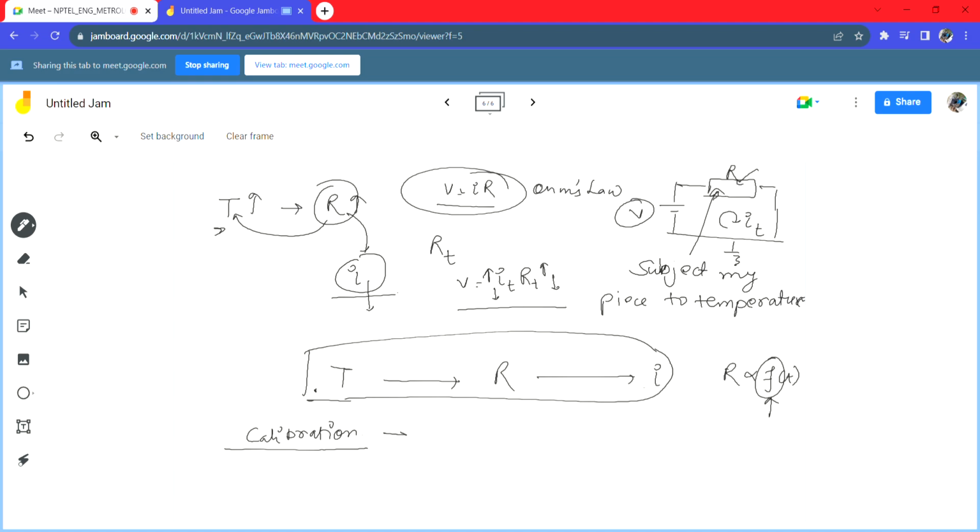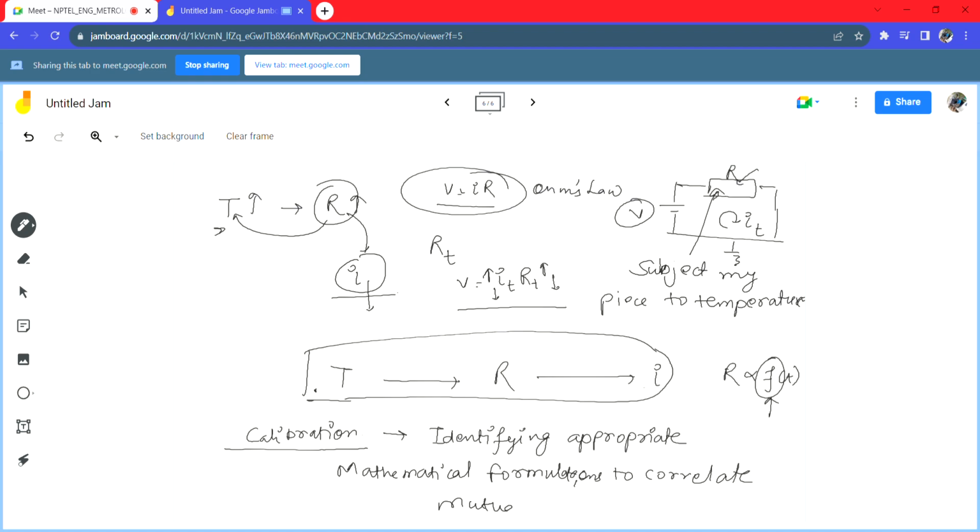So calibration is nothing but identifying appropriate mathematical formulations to correlate mutually varying subjects.